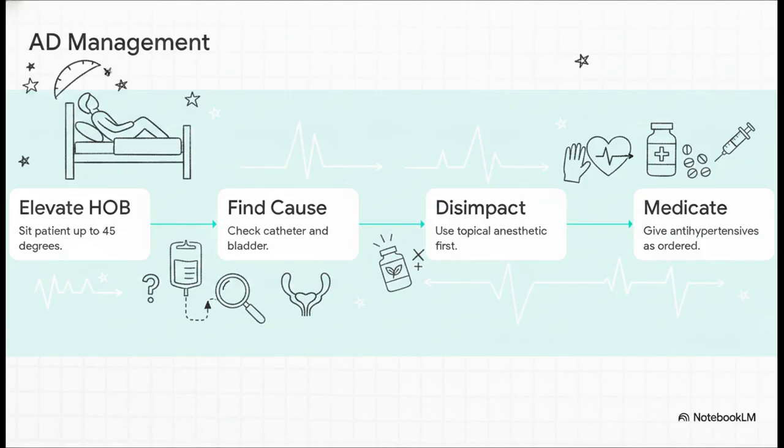Point 15, if the bladder is completely empty, check for fecal impaction. But, and this is a huge exam trap, you must apply a topical anesthetic before digital disimpaction. If you don't, the pain stimulus will actually make the dysreflexia worse. And point 16, if the blood pressure is still critically high after you fix the cause, administer the ordered antihypertensives.